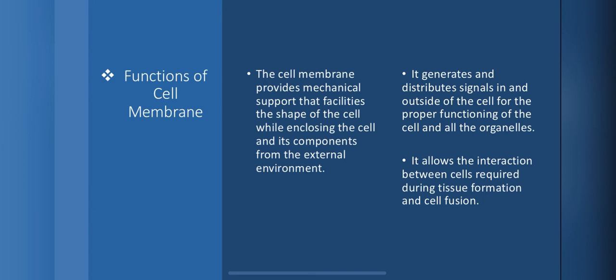Functions of cell membrane. The cell membrane provides mechanical support that facilitates the shape of the cell while enclosing the cell and its components from the external environment. It generates and distributes signals in and outside of the cell for the proper functioning of the cell and all the organelles.